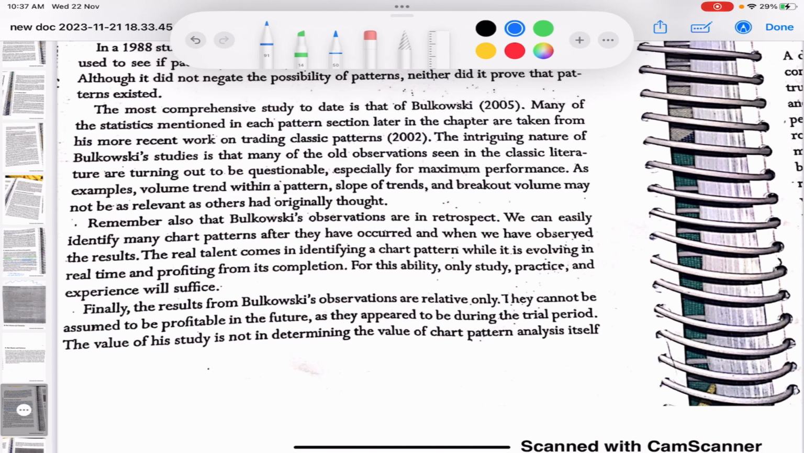As examples, volume trend with a pattern, slope of trends, and breakout volume may not be as relevant as others had originally thought. Remember that Bulkowski's observations are in retrospect. We can easily identify many chart patterns after they have occurred and when we have observed the results. See, if I backtest on TradingView, it is very simple for me to do that because the patterns have already occurred. But when the real-time market is going on, it is very difficult to actually identify whether a pattern is getting formed or not. So the real power, or the real talent, is when you are able to identify the patterns on real-time charts.